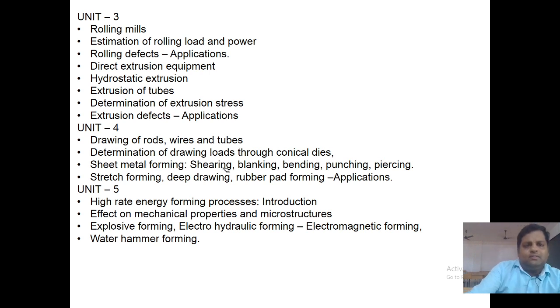Okay, high rate energy forming processes, which refers to faster production. Okay, faster production of materials at a required shape, that is high rate energy forming processes. We will be studying about that in the 5th unit. Okay, effect of mechanical properties and microstructures during metal forming processes we will be studying in the 5th unit. And explosive forming, hydraulic forming, electromagnetic forming, water hammer forming. This is explosive forming. We will be using explosives to obtain a particular shape. We will be using hydraulic energy, electrical plus hydraulic energy to form a material to a particular shape. Electromagnetic forming, water hammer forming, we will be studying about in detail in the 5th unit.